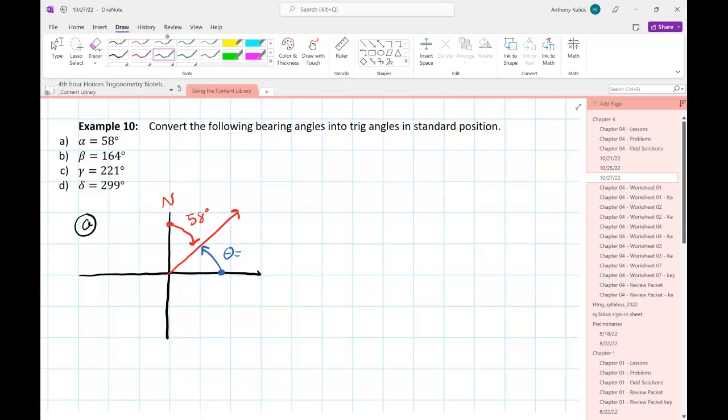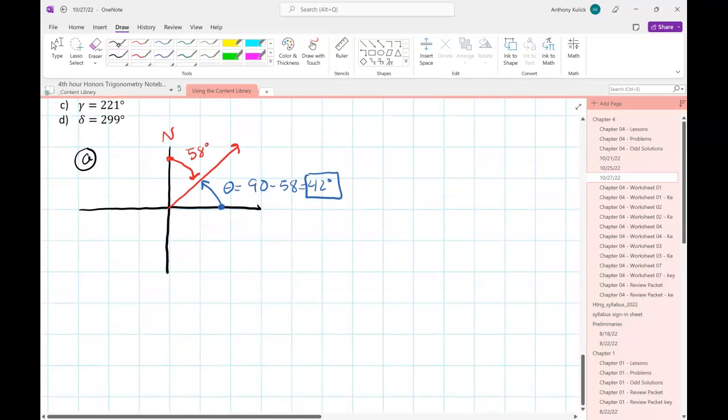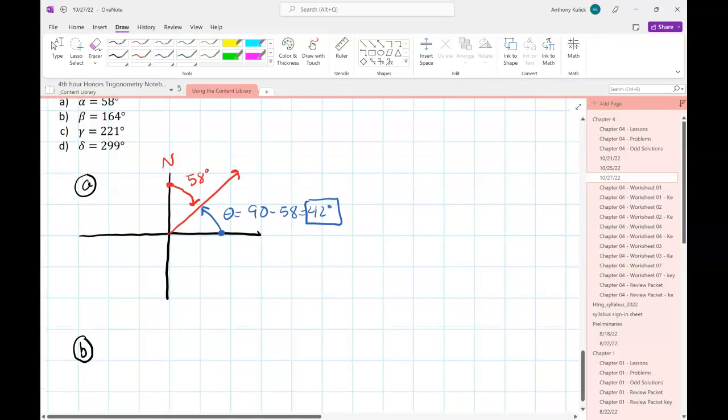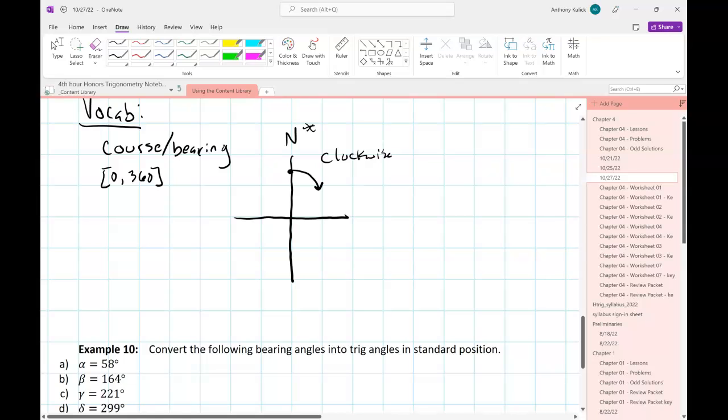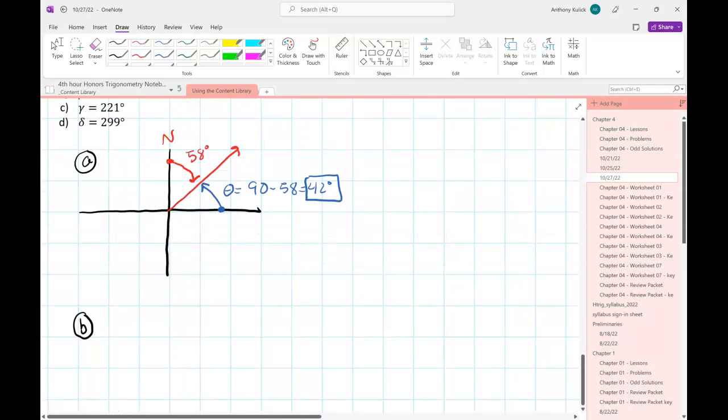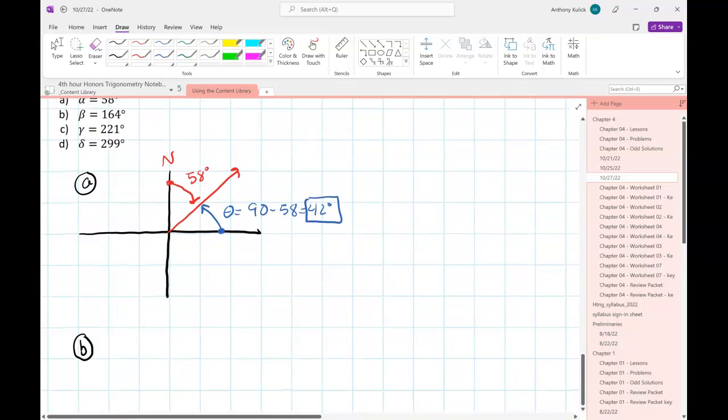What does that standard position angle have to be here? 32 degrees. Great. How did you get that? 90 minus 58. Everybody happy with what we did there? Okay. Let's do the next one.